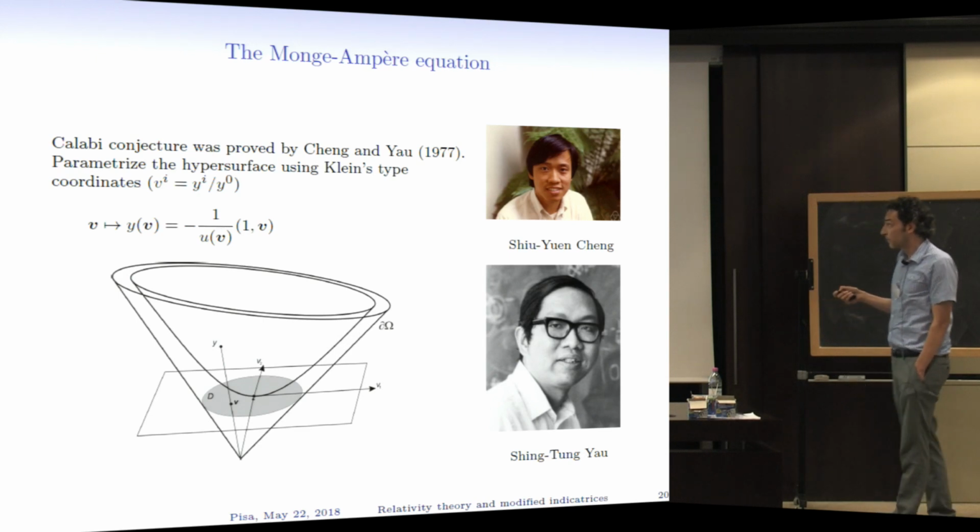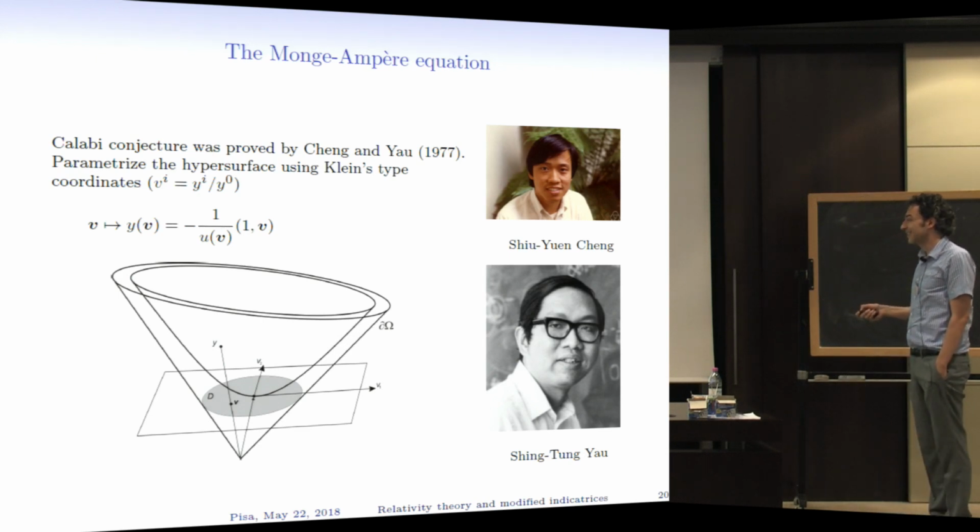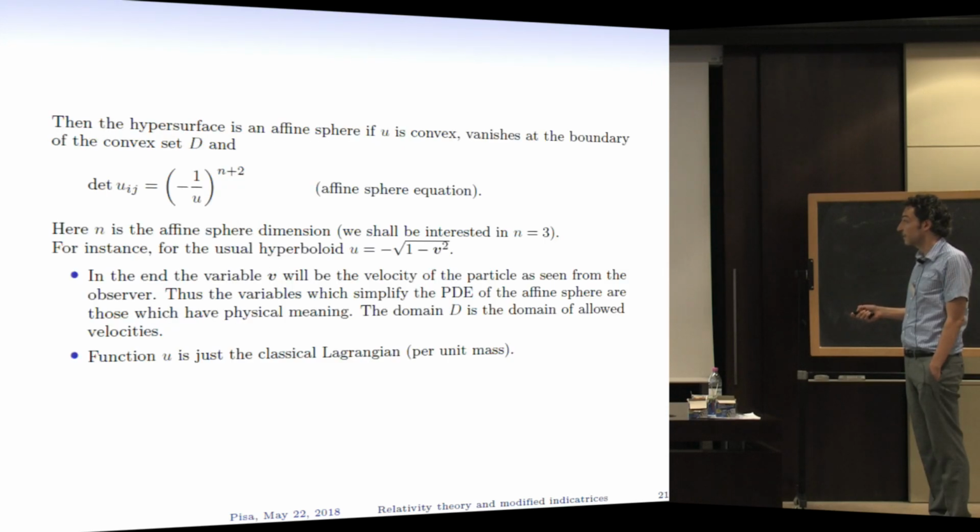Calabi's conjecture was proved by Cheng and Yau, who parameterized the hypersurface using Klein-type coordinates like this, calling this variable v, which will make sense as you shall see. And with this function 1 over u, you can parameterize any point on your hypersurface. Then this is an affine sphere if this function is convex and vanishes at the boundary of this convex set D.